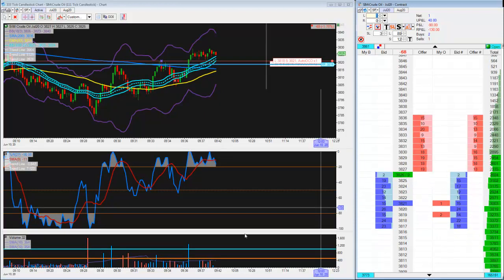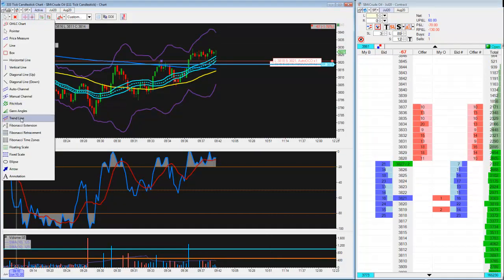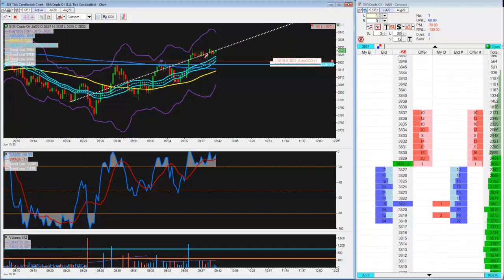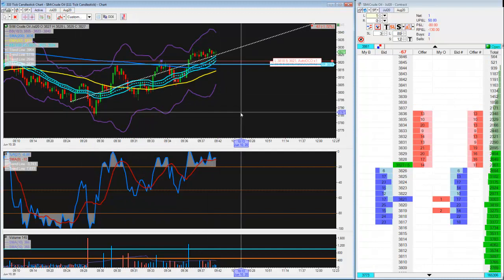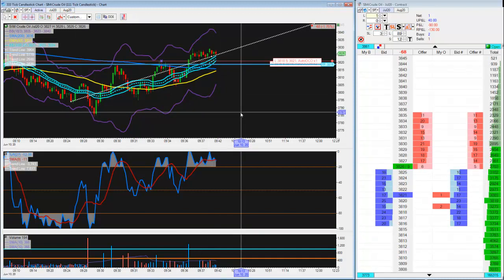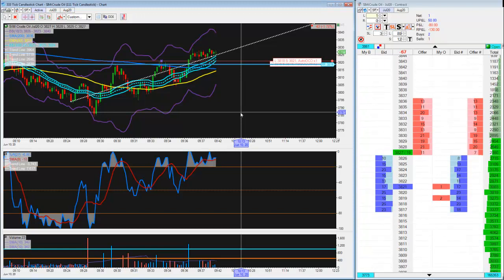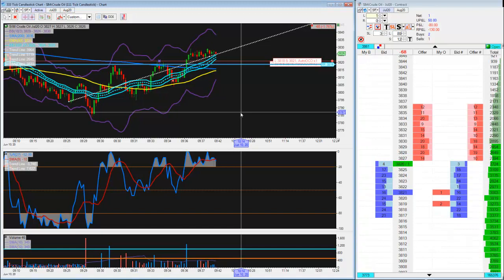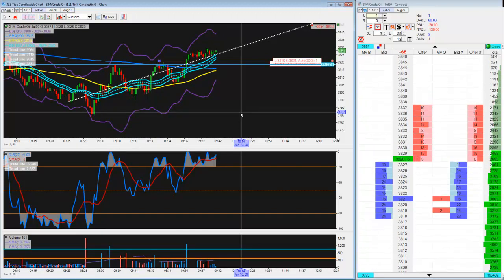Got a Gann signal on the charts here. One, two, three, four coming down. The market's not able to get up, therefore it can come back down.